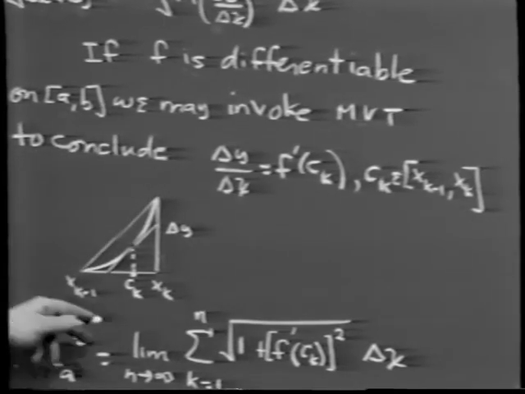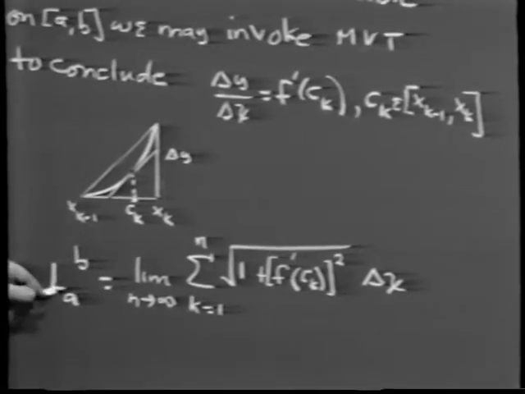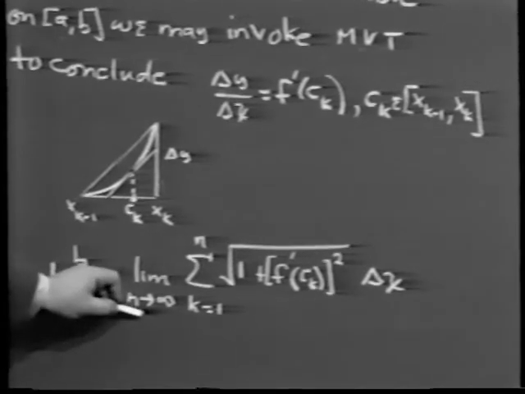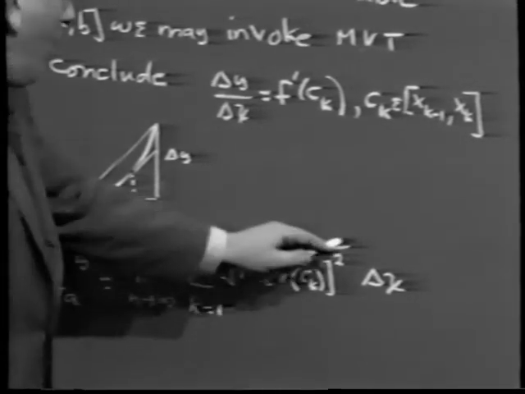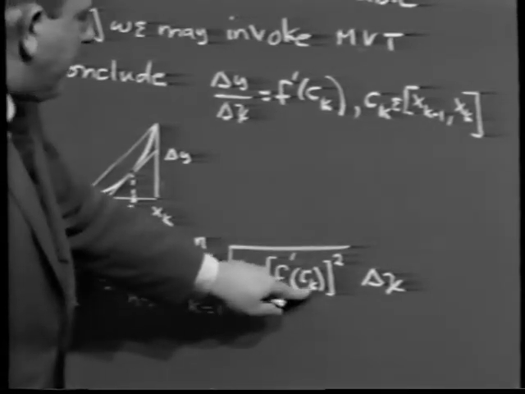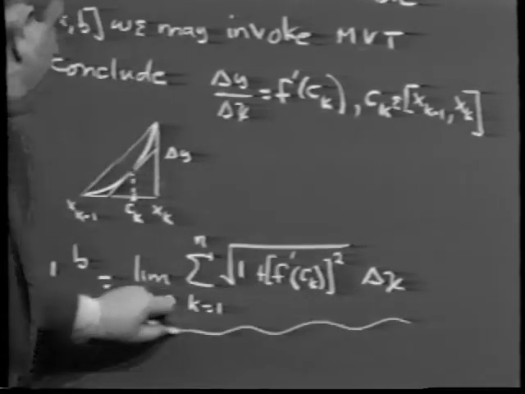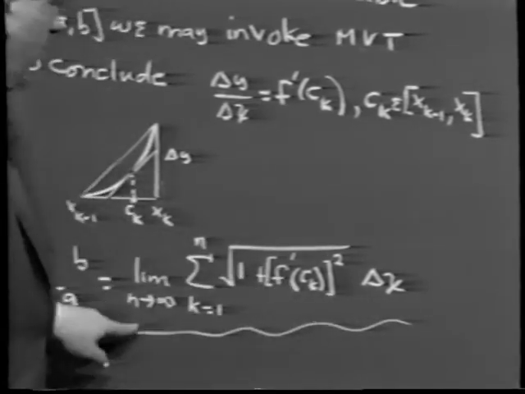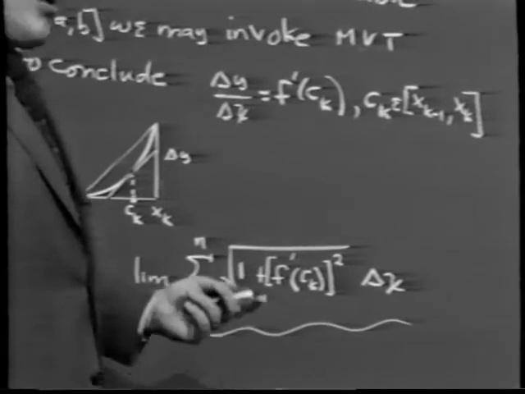In other words, if f is continuous, I can conclude that the length L from A to B is the limit as n approaches infinity of the summation, k goes from 1 to n, of the square root of 1 plus f prime of C sub k squared, times delta x. And notice that this now starts to look like my definite integral according to the definition that we were talking about in our earlier lectures in this block.